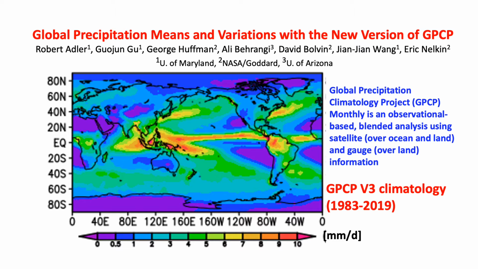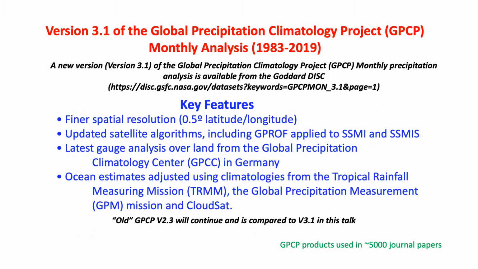The GPCP is an observational-based blended analysis using satellite data over both ocean and land and gauge information over land. It's been around for a long time, and this is a new version. The new version has a number of key features and is available from the Goddard disk.